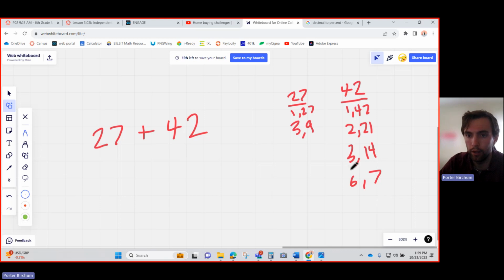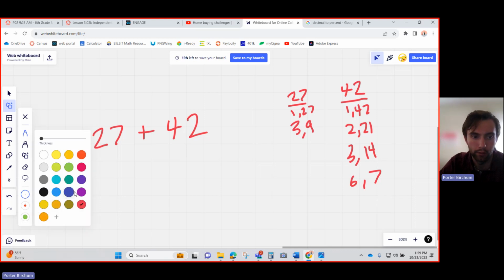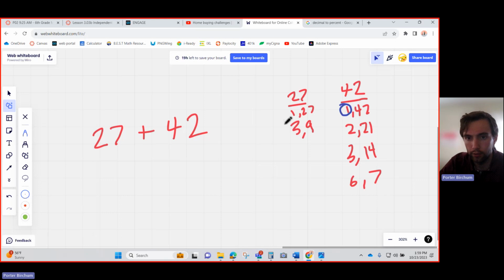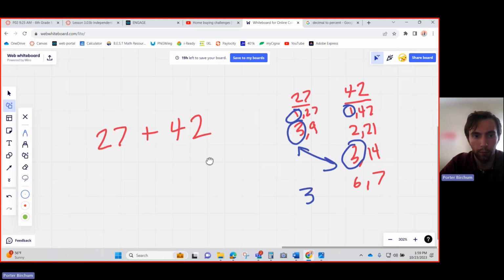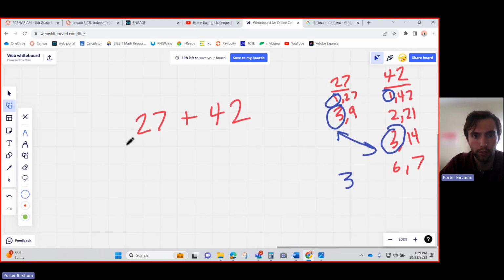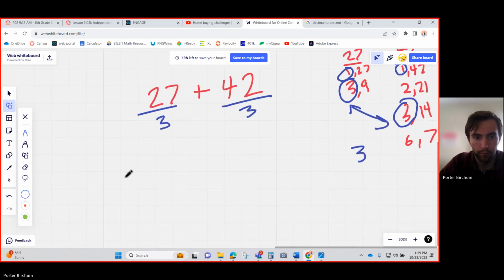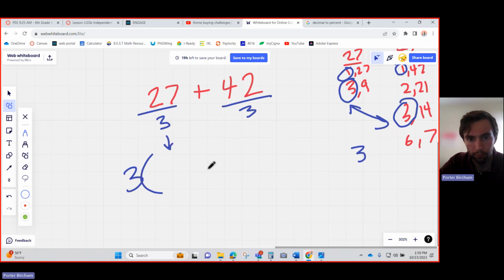Nice. What are my common factors? 1 is a common factor. 3 is a common factor. What is the greatest common factor? It's 3. So I'm going to divide both of these by 3. And rewrite it as 3 times that answer plus this answer.